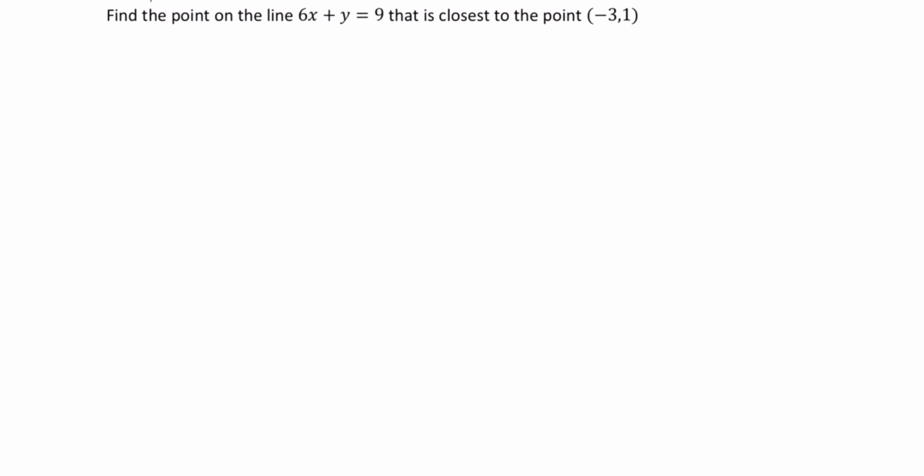Find the point on the line that is closest to the point -3, 1. We'll start by creating a sketch of the graph just to get a visual idea of what's happening. To do that, let's isolate y first. y is equal to -6x plus 9. This will help us create a sketch of the graph.